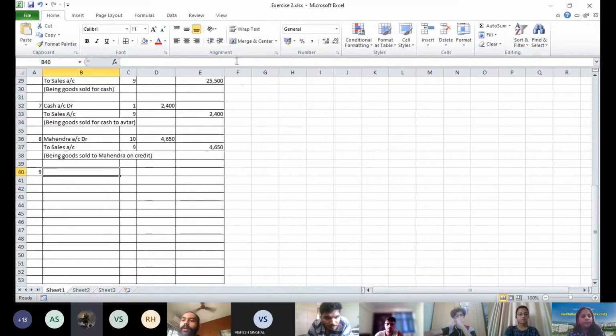Ma'am, why will it come to sales even if it's credit? Sales is always a credit. No, not like that. Oh, you are asking why I wrote creditor there. Here I'm writing to sales. There Ajit purchased. Here Mahender purchased. But the money has still not come to us, right?